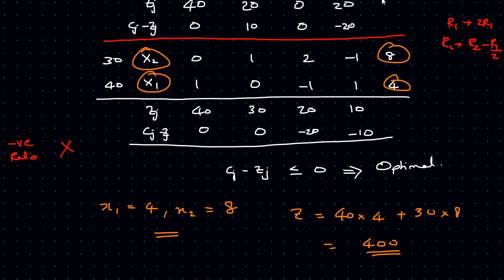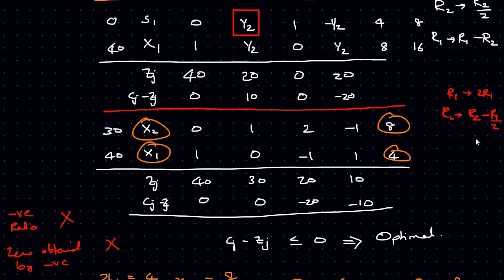And if you are getting a 0 ratio, and that 0 is obtained by dividing with a negative number, then you just ignore that also. But if you are getting the 0 by division by a positive number in the minimum ratio column, then that can be selected as the minimum ratio.